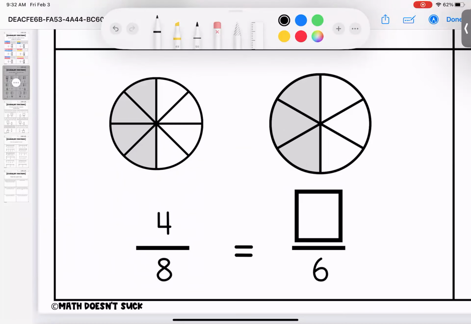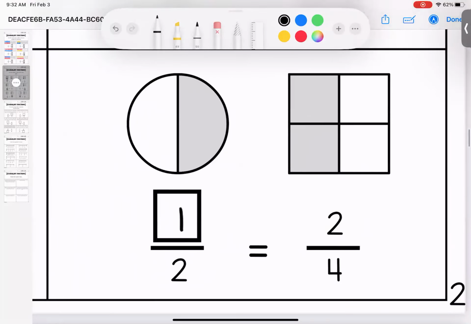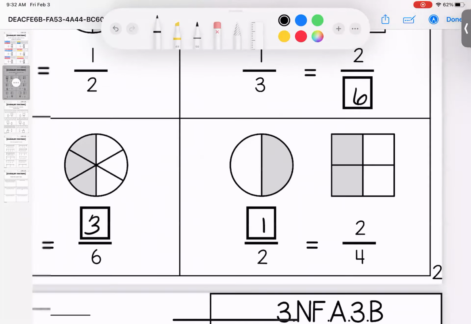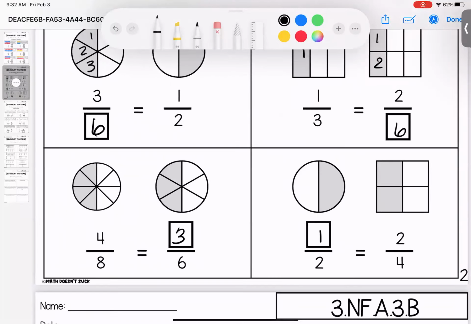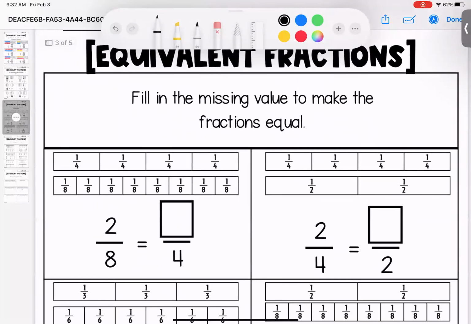4/8 is the same as 3/6. And 1/2 is the same as 2/4. Any questions, sweet faces? Please bring them with you to class. On to page 3, where we are still looking for our equivalent fractions using our fraction bars.